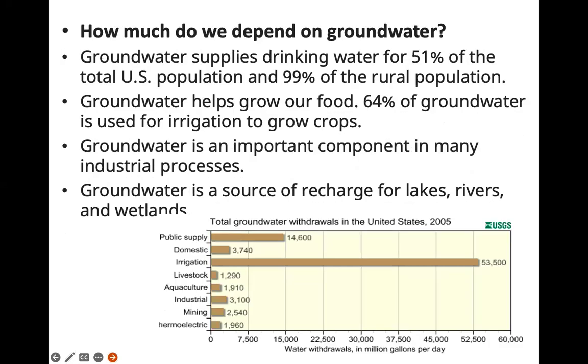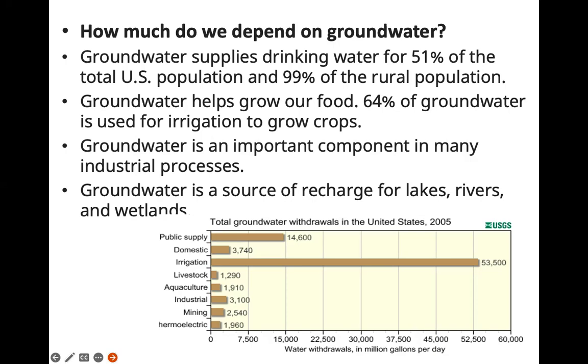Let's see how much we depend on groundwater for use. Groundwater supplies drinking water for more than 50% of the people on the earth, depending on which region you find yourself. But groundwater also helps grow our food. Groundwater therefore becomes an important component in many industrial processes, especially the food processing industry and even water producing industries, because groundwater is a source for most of this water.